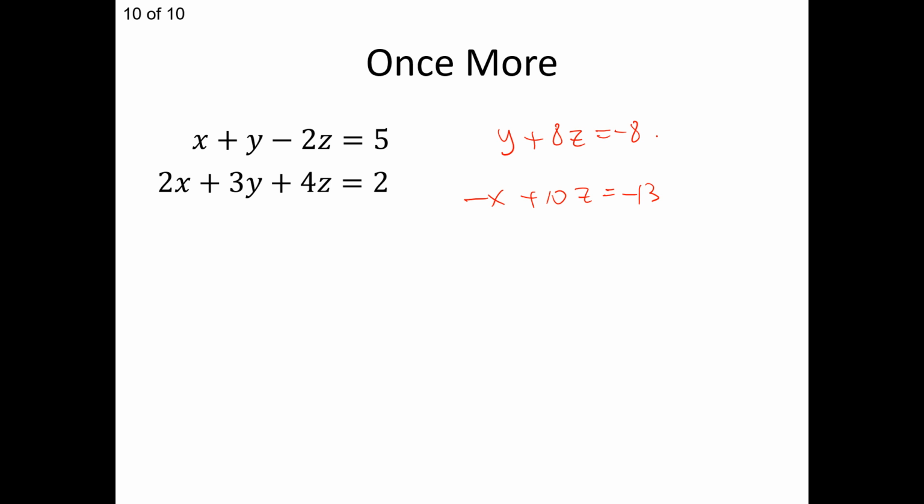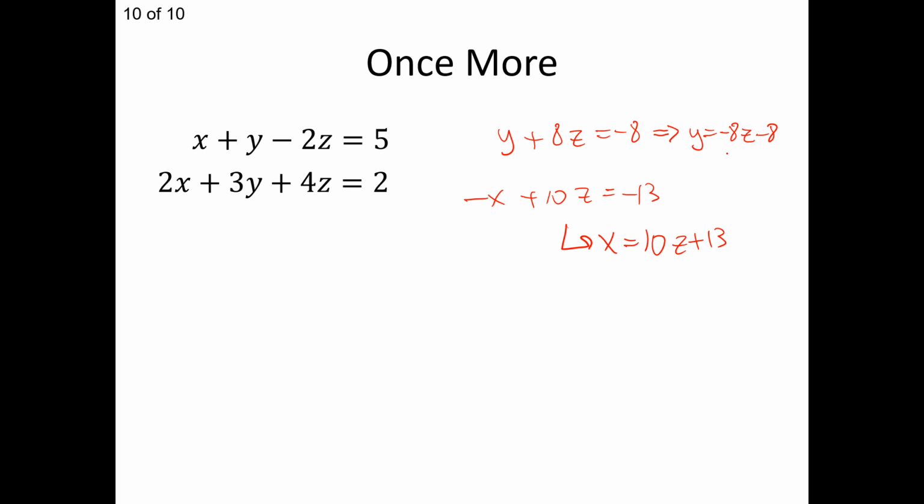So what I can do with the top one is re-express this in terms of z. I'm going to solve for y, so get y by itself: y equals -8z minus 8. And then as my bottom one here, I can solve for x. If I get x by itself, I would get 10z plus 13.